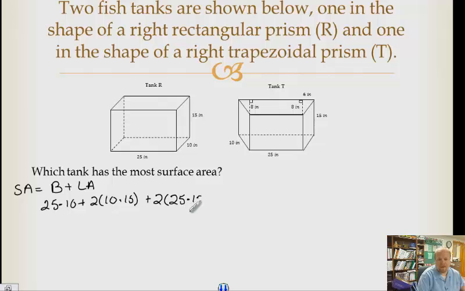Okay, well this is 250 plus 2 times 150 plus 2 times 25 times 15 is 375. Okay, well 2 times 150 is 300. 2 times 375 is going to be 750.